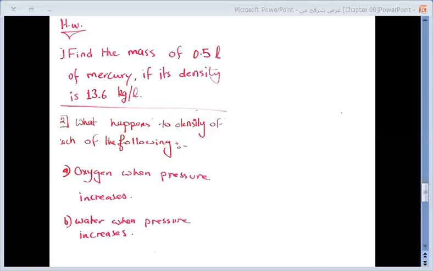طيب ها يا جماعه احنا we said that as the pressure increases, what will happen to the volume? As the pressure increases, the volume will decrease. When the volume decreases, what will happen to the density? The density will increase. So simply we can say that as pressure increases, the density increases. Why? Of the gas, only the gas.